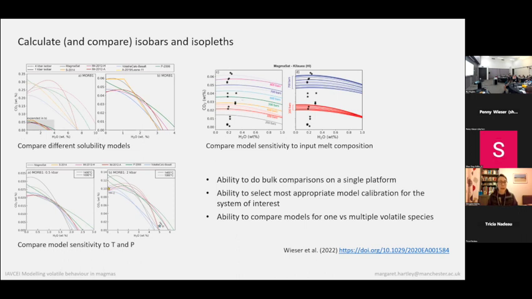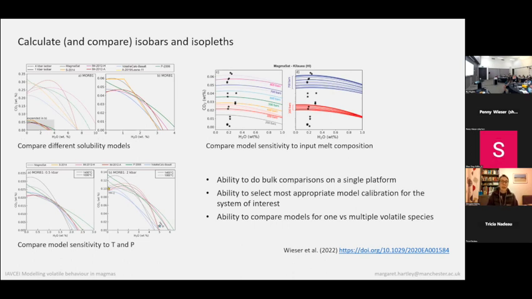We can also look at comparing different solubility models, their sensitivity to pressure and temperature. Penny has talked about this in previous talks. So what IAVCEI has the great power to do, I think, is to do bulk comparisons on a single platform and a lot of batch calculations.